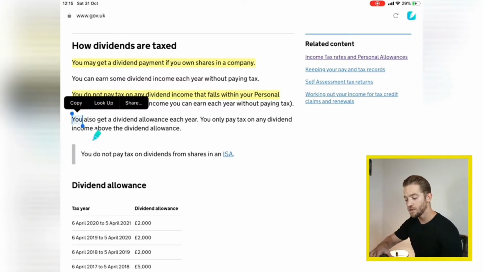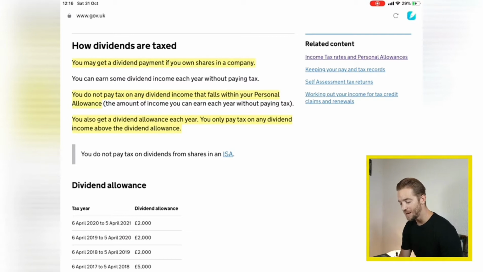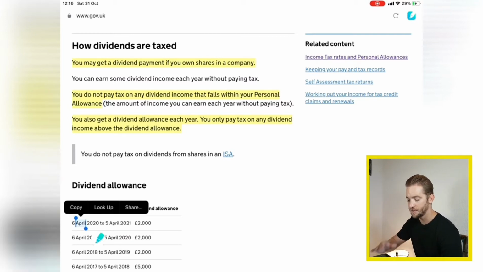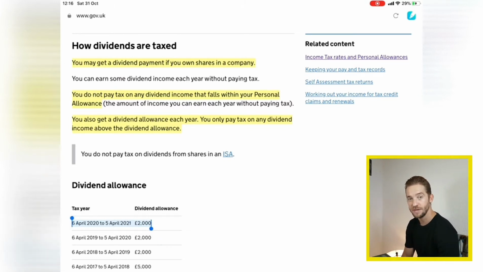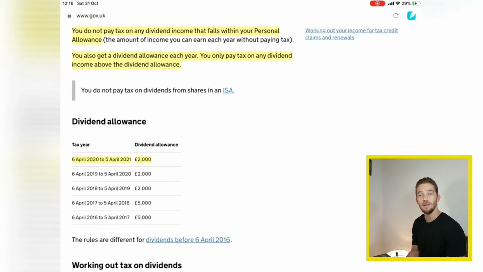After that, it tells us that on top of our personal allowance, you also get a dividend allowance each year. You only pay tax on any dividend income above the dividend allowance, and then goes on to tell us that £2,000 is the current dividend allowance. So once you've combined that with your personal allowance, if you have no other sources of income, then you can actually receive £14,500 in dividends straight away without paying any tax.